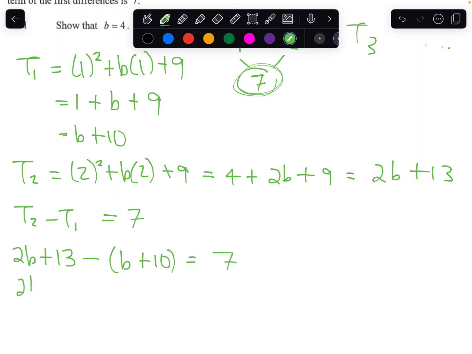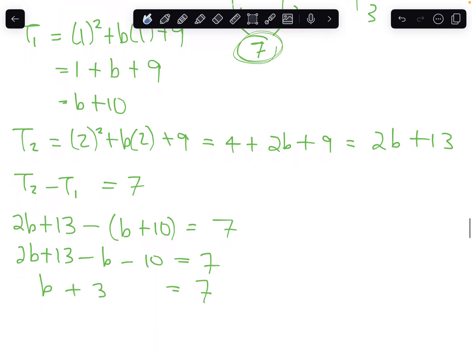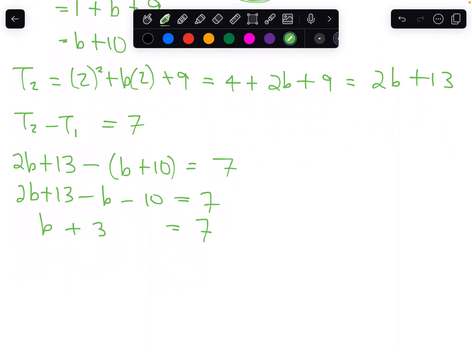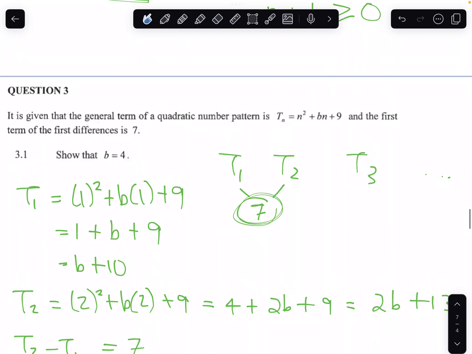Simplify that, and we have 2b minus b, which is b, and 13 minus 10, which is 3. What do I add to 3 to get 7? b must be 4. So we have successfully shown that b is equal to 4. Perfecto.